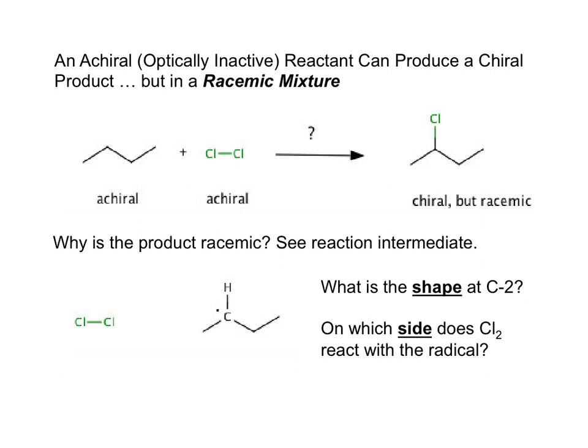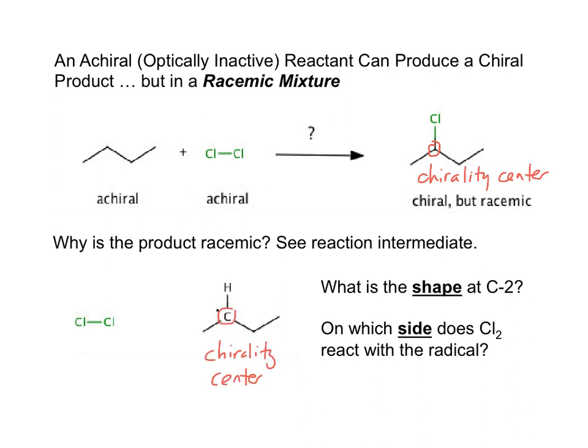Here's an example. Butane and Cl2 are both achiral. Neither compound has a chirality center. Both have a plane of symmetry. This reaction, however, produces a chiral product, but the product mixture is racemic. A racemic mixture forms because the radical intermediate is chiral.